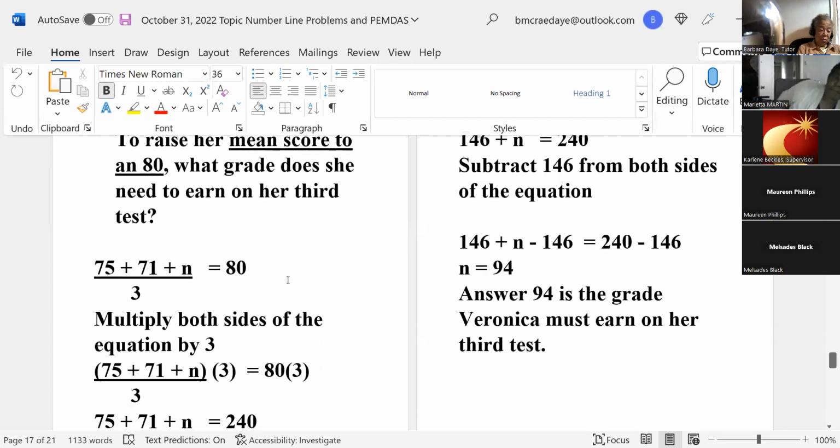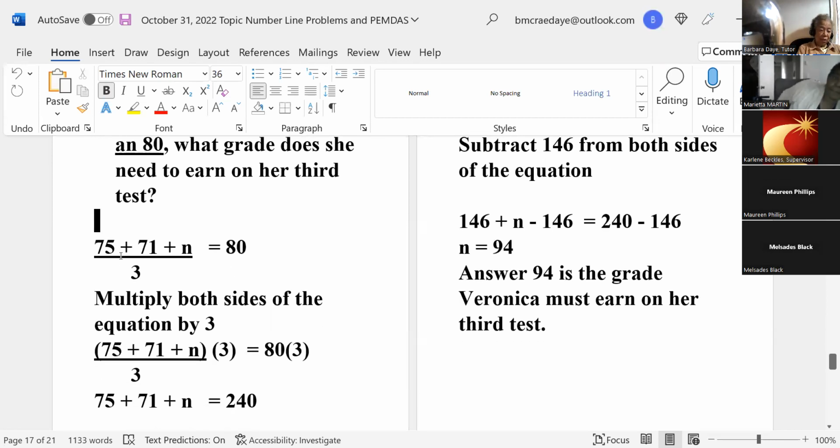The first thing we want to do is multiply both sides by 3. Miss, one second, question. You mean add 75 and 71, then divide the answer by 3 and also divide 80 by 3? No, right here I'm saying the total of 75 plus 71 plus the third score, divided by 3, is 80. No, because the n is unknown. That's why I'm asking if we should add together 75 and 71 and divide by 3.